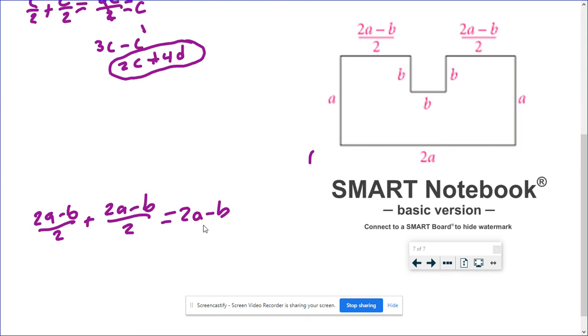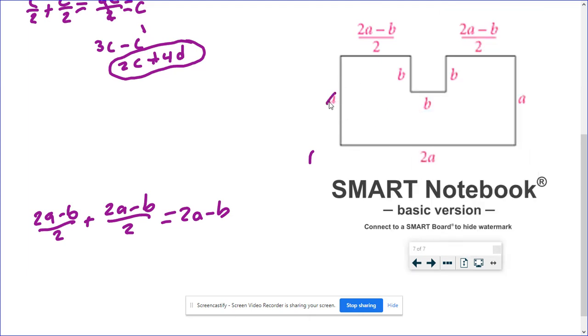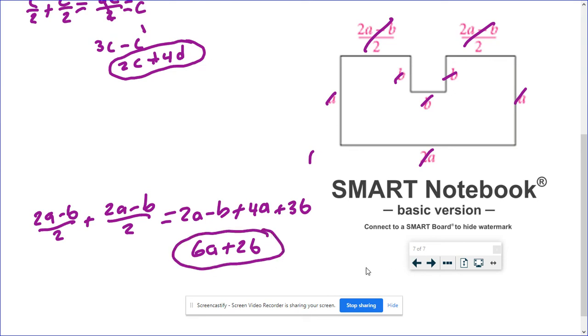So you have 2a minus b. And then what I'm going to do is combine that with the other terms. So I've got another a plus 2a is 3a plus another a is 4a. And then I've got 1, 2, 3 b's. So 2a plus 4a is 6a. Negative b plus 3b is plus 2b. All right, so that would be the perimeter of that shape. So again, it's just adding everything up together.